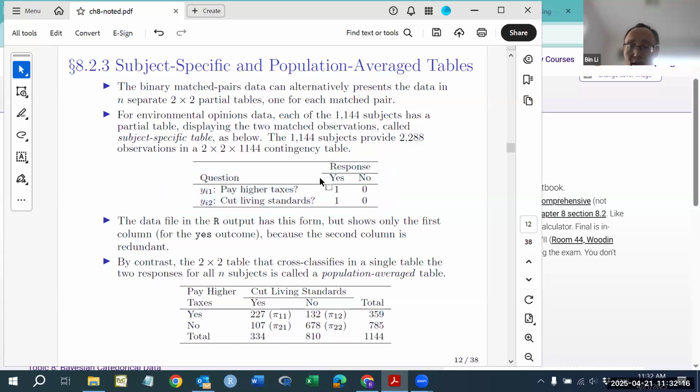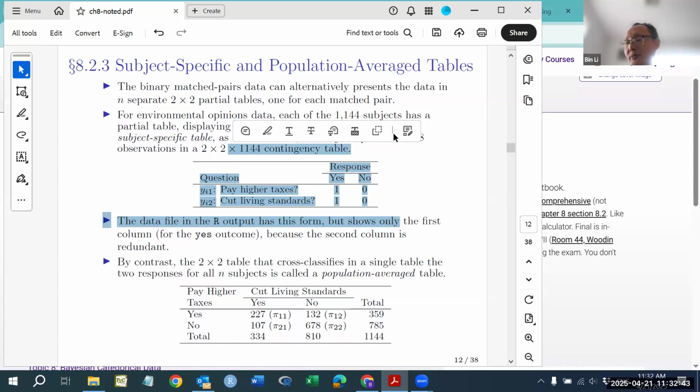Okay, so for this subject, let's say subject 1, we have this table showing question 1, paying higher tax, yes or no. And for question 2, for this same subject, cut the living standard, yes or no. So that's the table for the first subject. And we have this table for all the subjects.